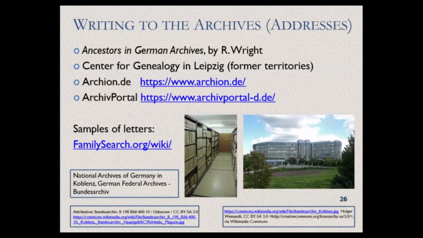So then maybe, like I mentioned already, you don't want to wait until your records will be free online. You can write to the archives. There are various books with addresses and email addresses, but also the Archion website actually has all the most current addresses, email addresses, and post addresses of all those archives in Germany. So it's really great. You can check that way.